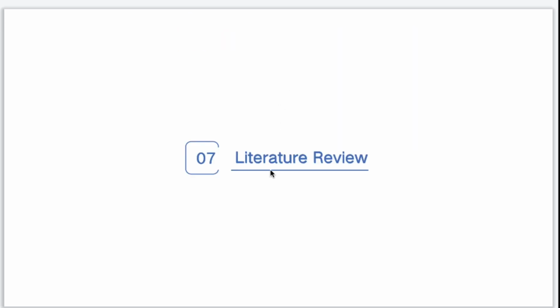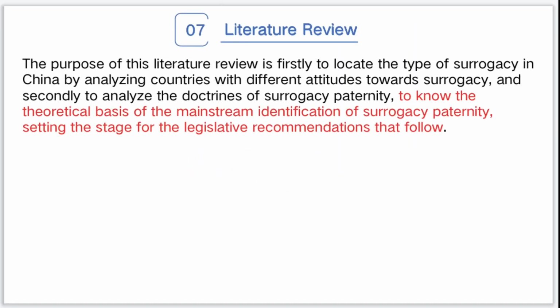Part 7. Literature Review. The purpose of this literature review is firstly to locate the type of surrogacy in China by analyzing countries with different attitudes towards surrogacy, and secondly to analyze the doctrines of surrogacy paternity, to know the theoretical basis of the mainstream identification of surrogacy paternity, setting the stage for the legislative recommendations that follow.